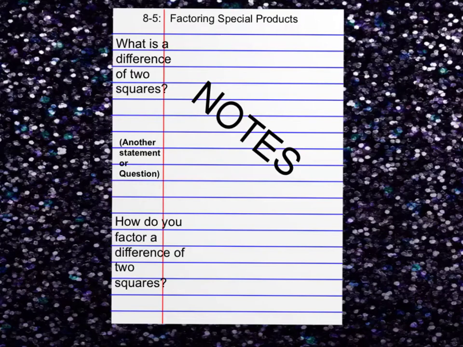Here's a reminder of what your notes should look like for 8-5, factoring special products. Just a side note for this section, we will not cover perfect square trinomials. We are only going to cover a difference of two squares.